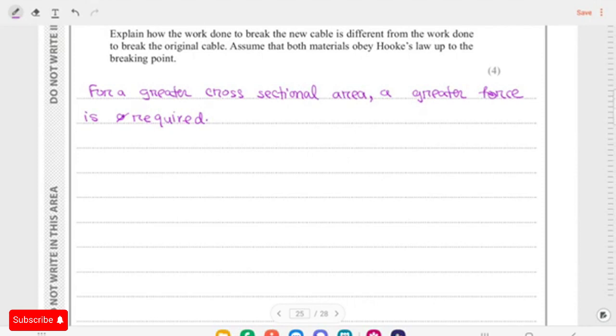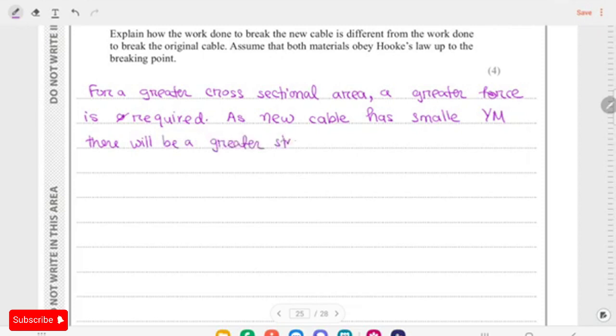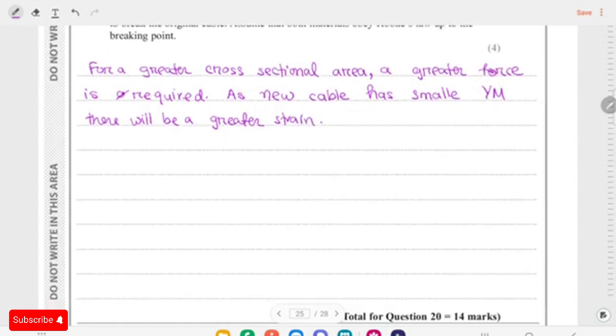Now, about the fact that the new cable has a smaller Young modulus, there will be a greater strain for the same stress, right? I'll just write Young modulus as YM even though it's not accepted in the mark scheme. So as the new cable has a smaller Young modulus, there will be a greater strain, which means a greater extension over here, right?